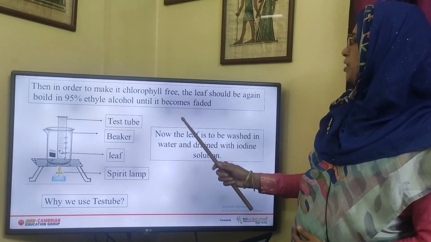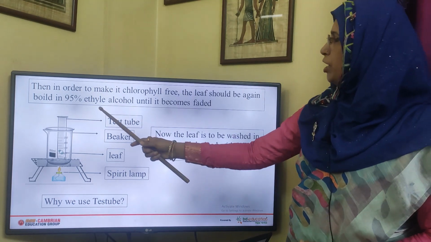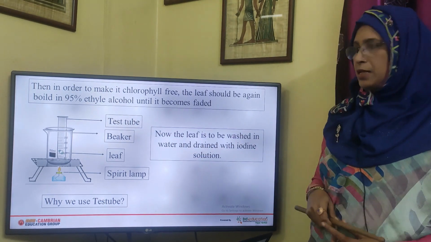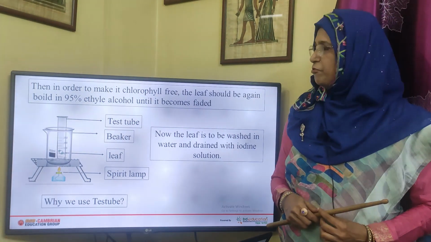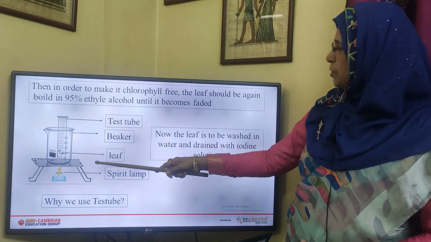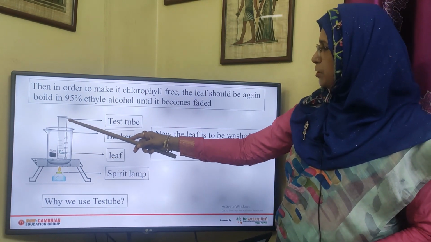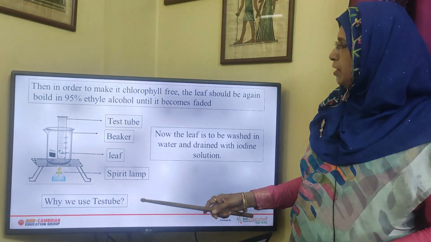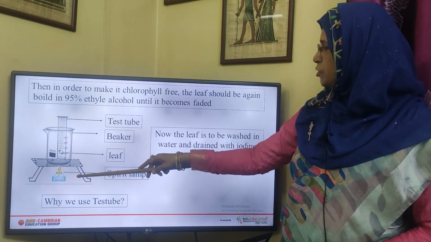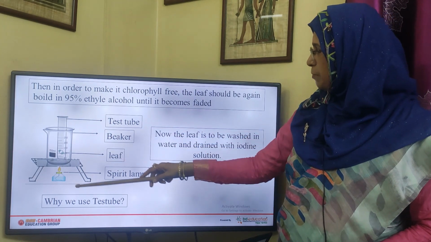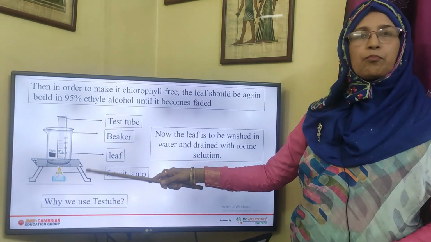Then, in order to make the leaf free of chlorophyll, it should be boiled again in 95% ethyl alcohol, and it becomes faded. This is the process. You can take a test tube and a beaker. You can place the green leaves, covered with black paper, inside the test tube, and this test tube is placed inside the beaker, and through this spirit lamp you can boil it.